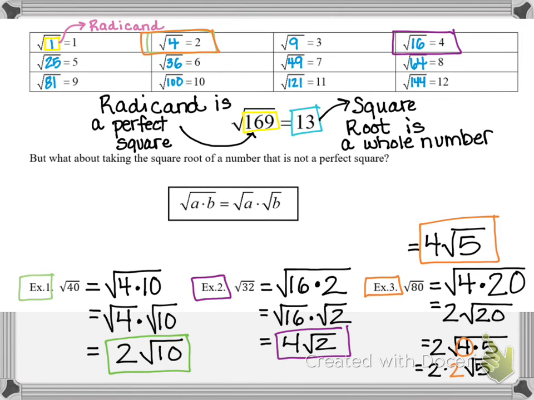Now, on the next slide, if you keep watching the video, you'll see a more efficient way to simplify the square root of 80. So let's go on to a new slide and let's look at the square root of 80 one more time. So I have the square root of 80.